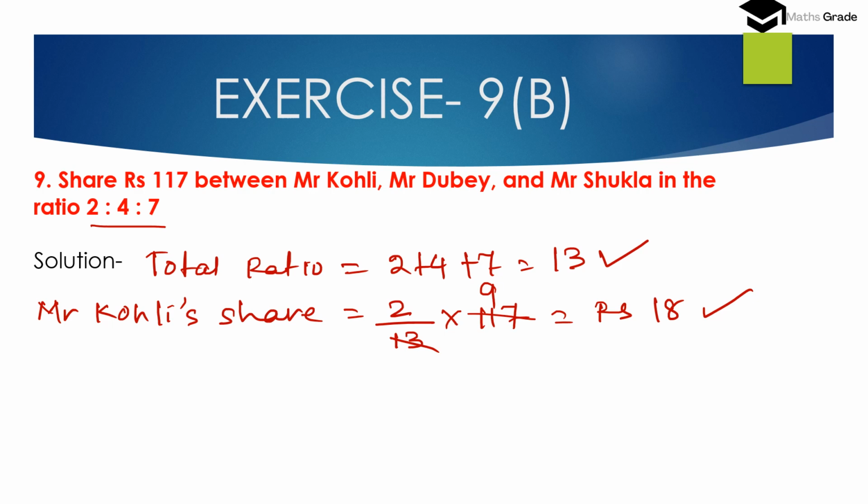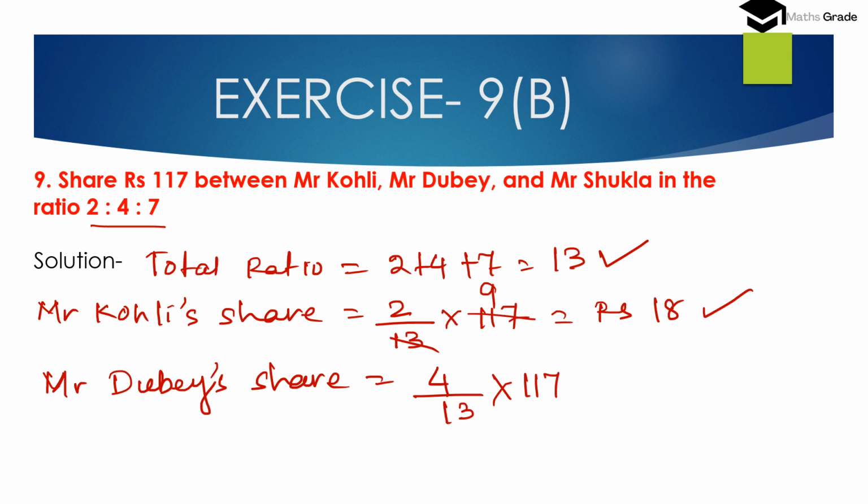Now Mr. Dubey's share. Mr. Dubey's share will be 4 divided by 13, total ratio is 13, multiplied with 117 rupees. Now cancelling 13 and 117, we get 13 multiplied by 9 is 117. So 4 multiplied by 9 is 36 rupees.